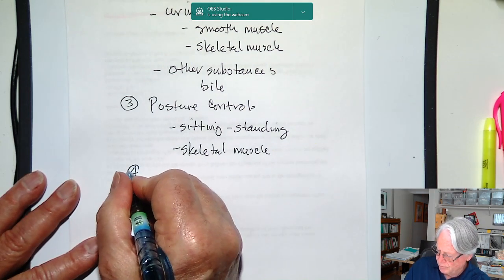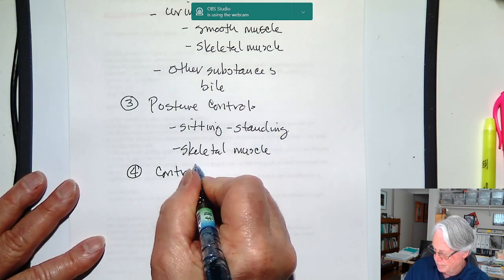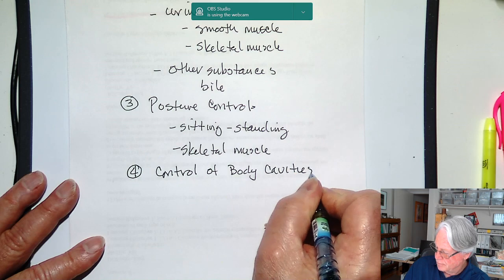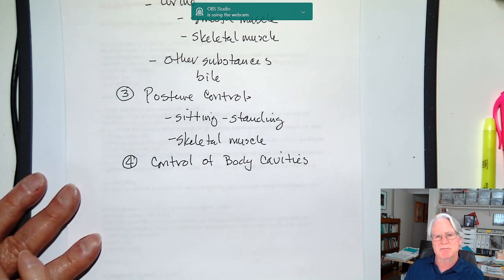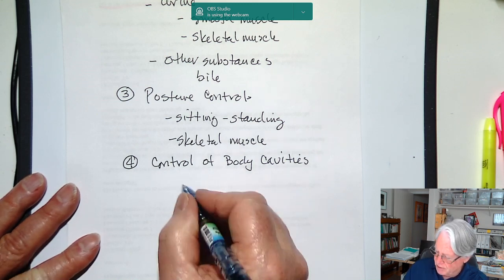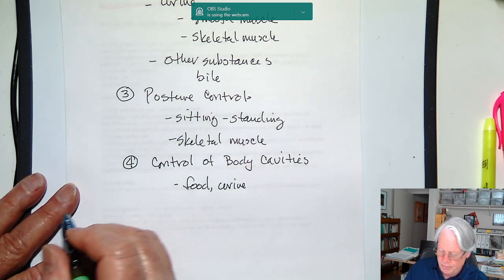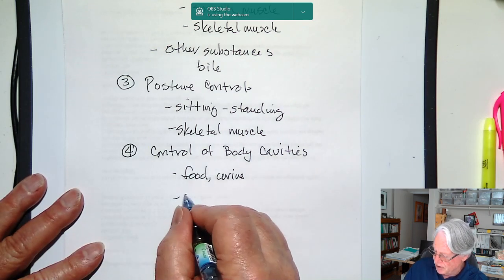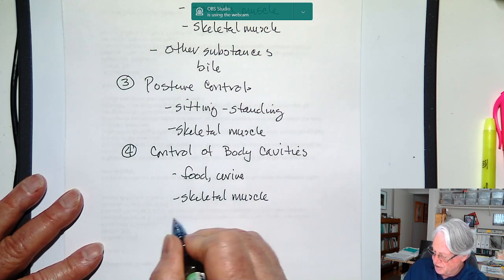Number 4, control of body cavities. So there's a number of body cavities that you are using muscles to control the movement of substances from one body cavity to another. And just to give you some examples, food, urine, and a number of other different substances. So this is going to be skeletal muscle. And smooth muscle.